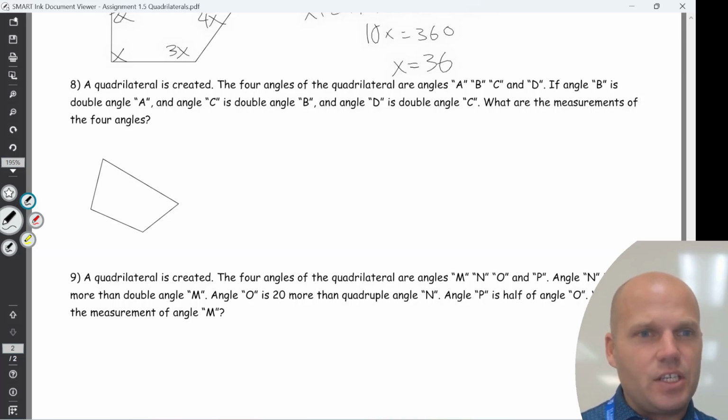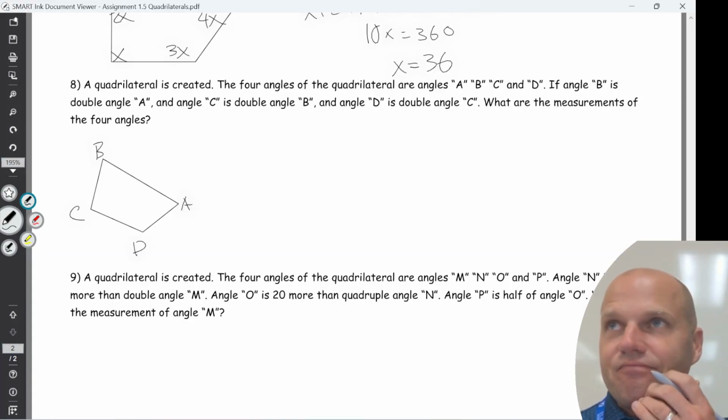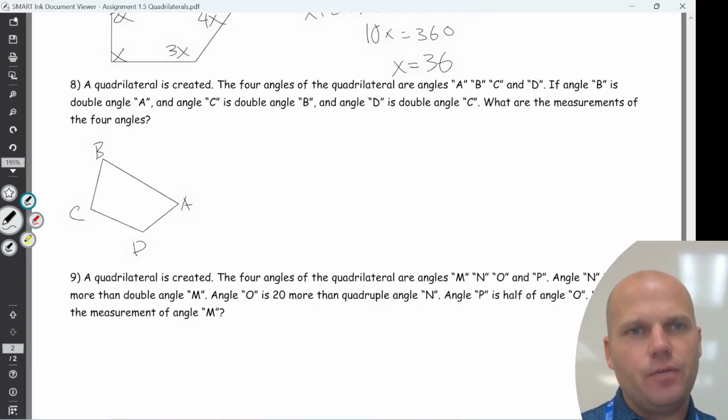The four angles are A, B, C, D. I love how you guys were doing these problems in class, so I'm going to try to do it like this because I think it was very smart and a very easy way to do substitution if you think about this.